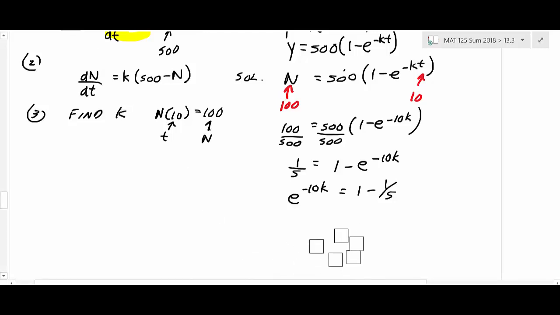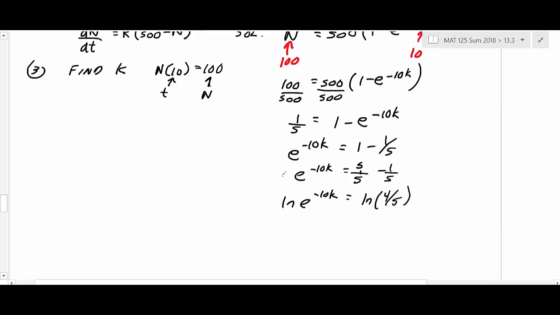And what I'll do from here then is get a common denominator. That's e to the negative 10k is equal to 1 minus 1/5. Now I'm going to take a log of both sides, and I'm thinking ahead there. 1 is 5/5, not 4/5. Okay, so that's going to give 4/5. And I got to take the log of both sides on this, so that side needs to be the log of 4/5.